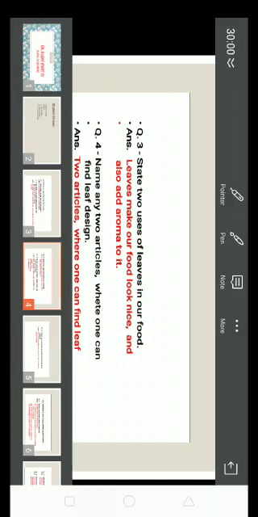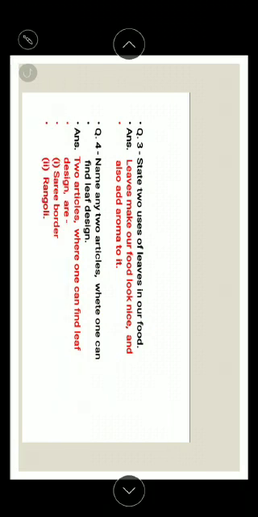Question number 3. State 2 uses of leaves in our food. So we have discussed so many uses, but here you have to write only 2 uses. I have given you, leaves make our food look nice. That means they are used for garnishing the food. And second, they also add aroma to it. They add flavor to it. So these are the 2 uses. Leaves make our food look nice and also add aroma to it.